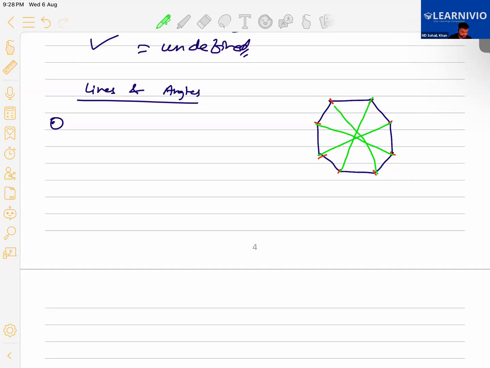Let me check it again. 1, 2, 3, 4, 5, 6. No, there are total 8 sides only. That's from the chapter lines and angles. Now draw all diagonals of the given polygon. Look carefully. There you have, no, that's the figure, Habib. Okay. Look carefully. Yes.